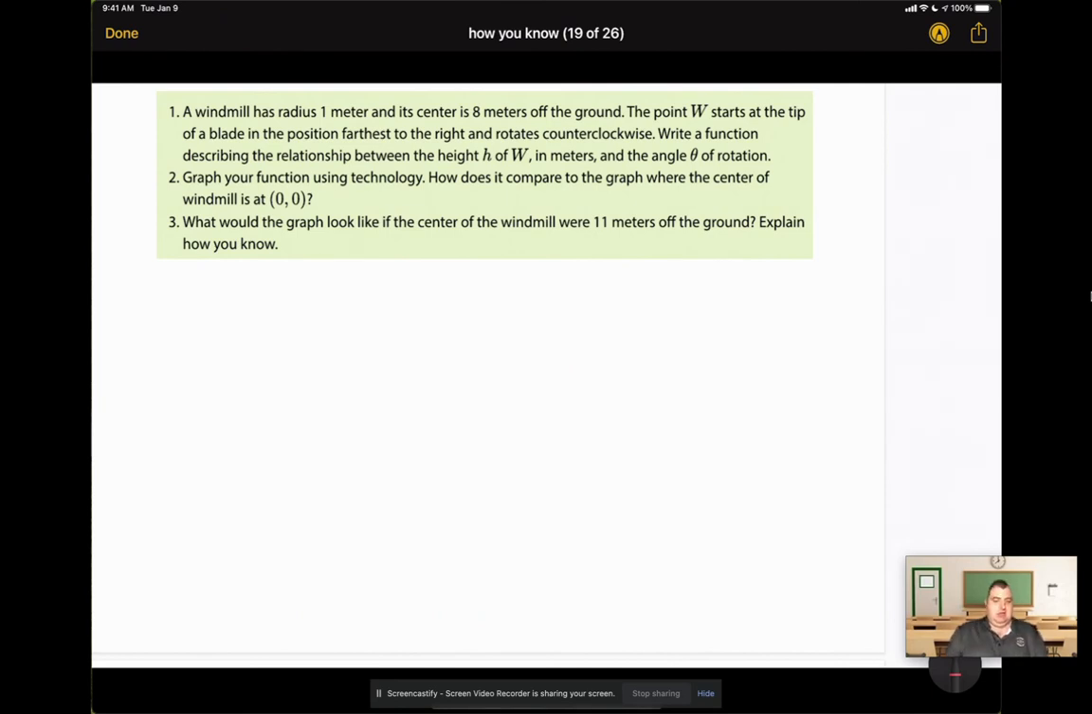So number one, a windmill has a radius of 1 meter and its center is 8 meters off the ground. The point W starts at the tip of a blade in the position farthest to the right and rotates counterclockwise. Okay. So now we're going to write a function again. So we know it's going to be sine of theta. The question is going to be, what numbers do we have to fill in?